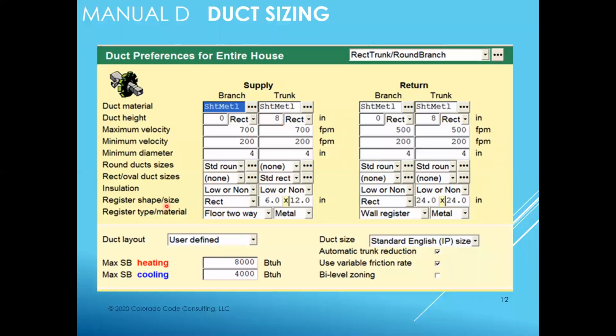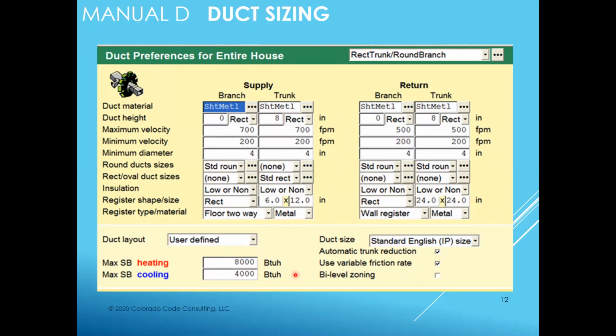Insulation, the register shape and the type of it and where it's at. The duct layout itself, there's a lot of different ways you can do that. User defined just means I can move the ducts wherever I want. This piece down here, not that the code really says anything about it, but you start to wonder, how do you know when you need one supply outlet or you need two in a room or three?